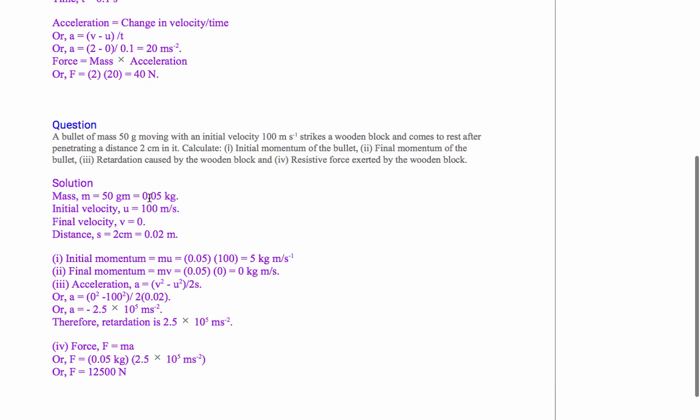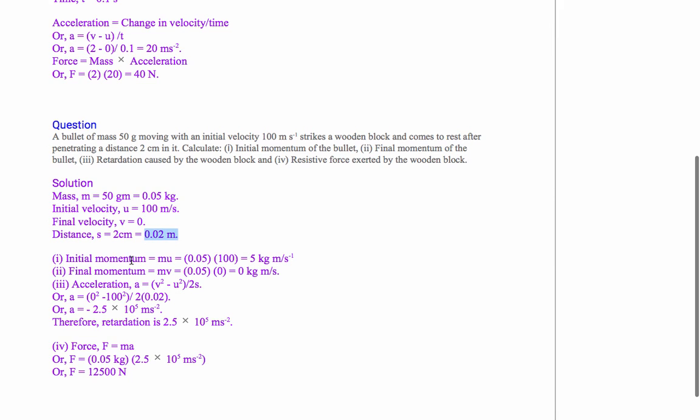Mass is 50 gram. Again, we'll convert it into kg: 50 upon 1000, which is 0.05 kg as the mass. Initial velocity was given in the question, here it is 100 meter per second. Final velocity is 0, again repeating, because it's given that the body comes to rest. Now the distance is given, how much the bullet penetrates in the wooden block, that is 2 centimeter. Students, remember, here this is in meter per second and this is in centimeter, so we need to convert it. 1 meter is 100 centimeter, so 2 centimeter is 2 upon 100, that is 0.02 meter.